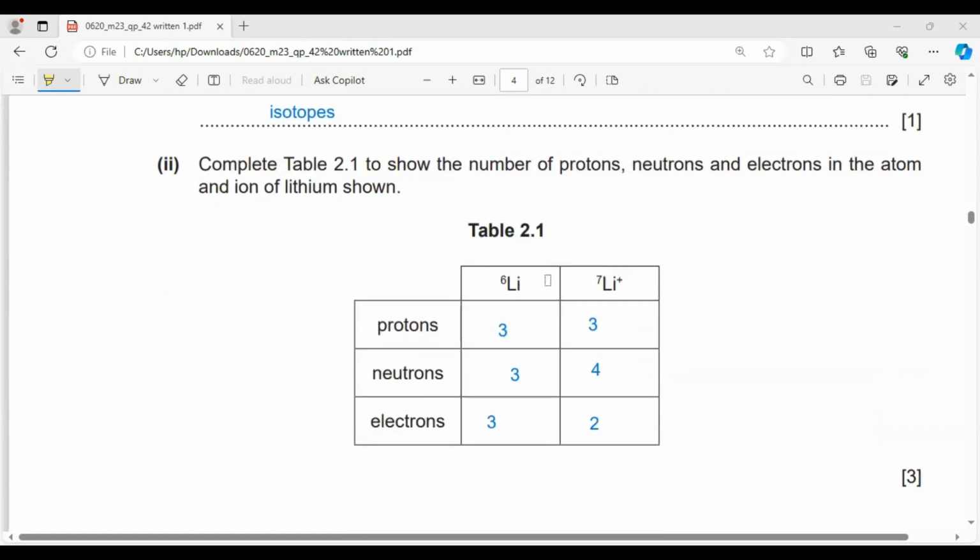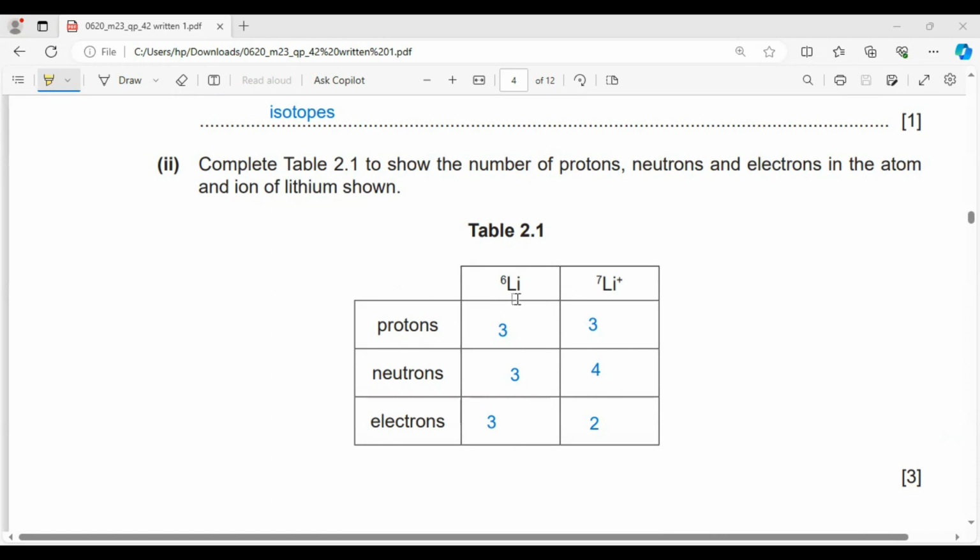In the table, they have asked to find the protons, neutrons, and electrons of 6Li and 7Li+. By using the periodic table, we can write down that the proton number of lithium is 3 in both cases. For finding neutrons, we will subtract the proton number from the nucleon number. So 6 minus 3 gives us 3, and here 7 minus 3 gives us 4.